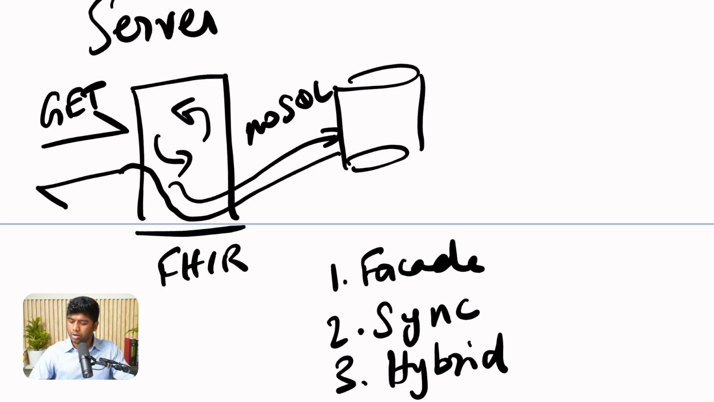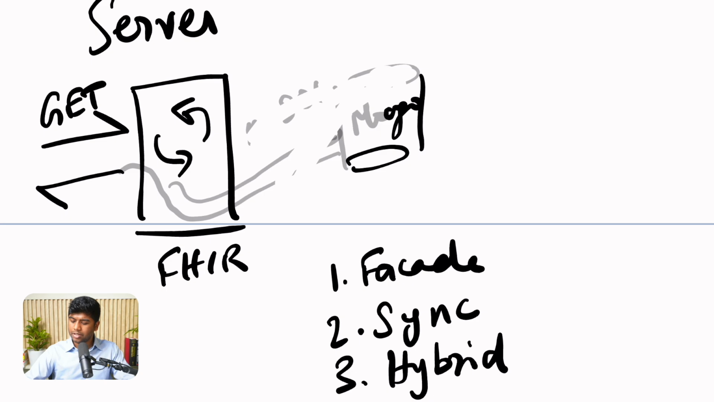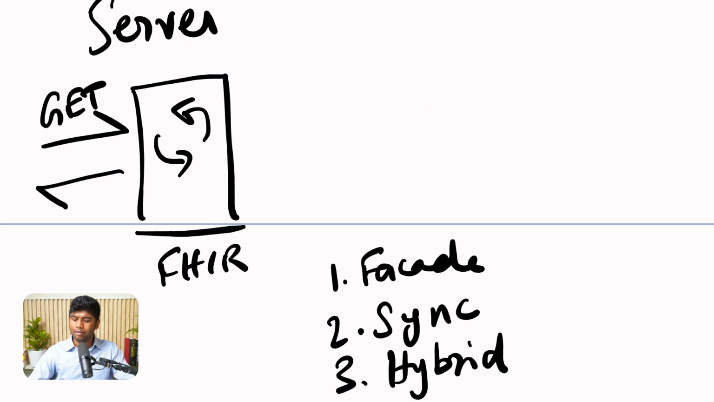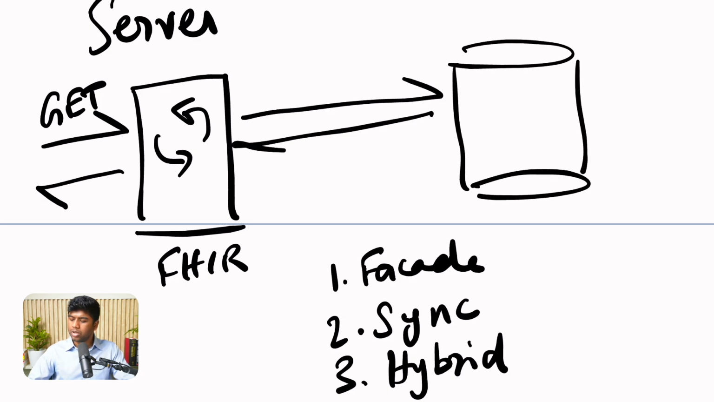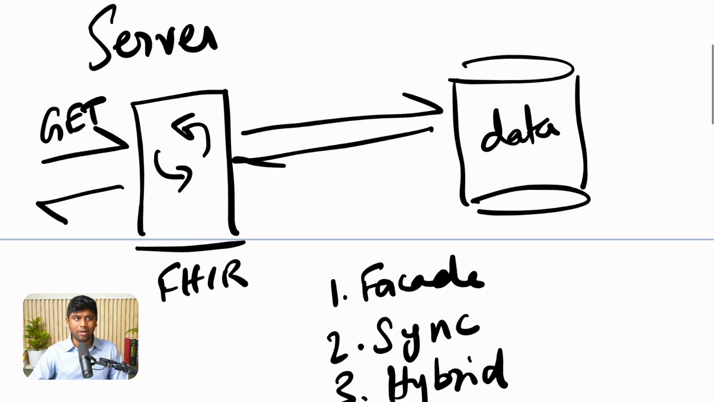For example, let's say you're using Mongo. It can be anything, it doesn't really matter. But the idea here is that the Facade itself does not have any data. It has to talk to another data source, and this data source is the source of truth. The actual data is in here, and you're able to get this data back and convert it, and you should create some type of FHIR resource here.